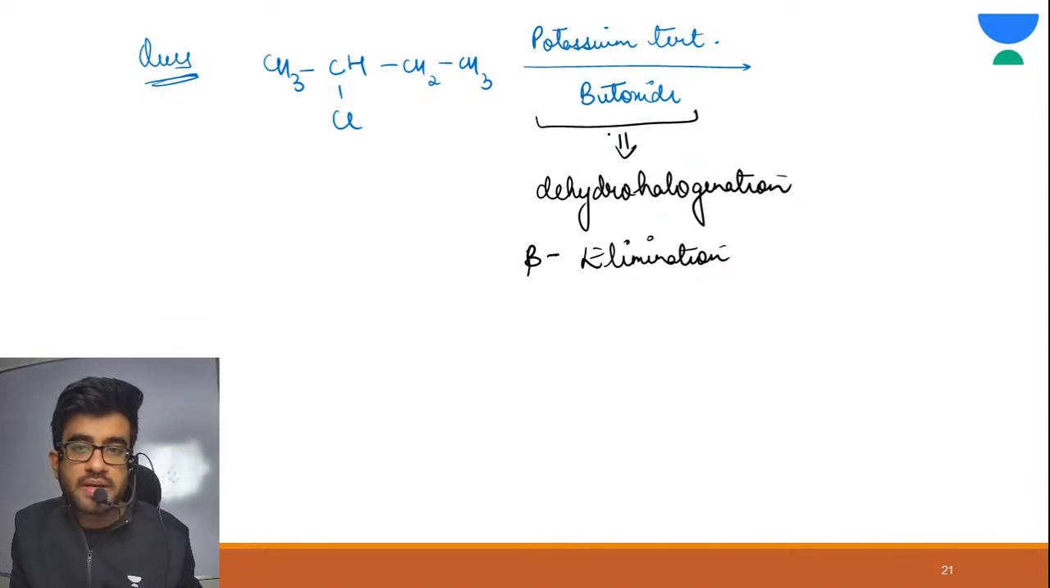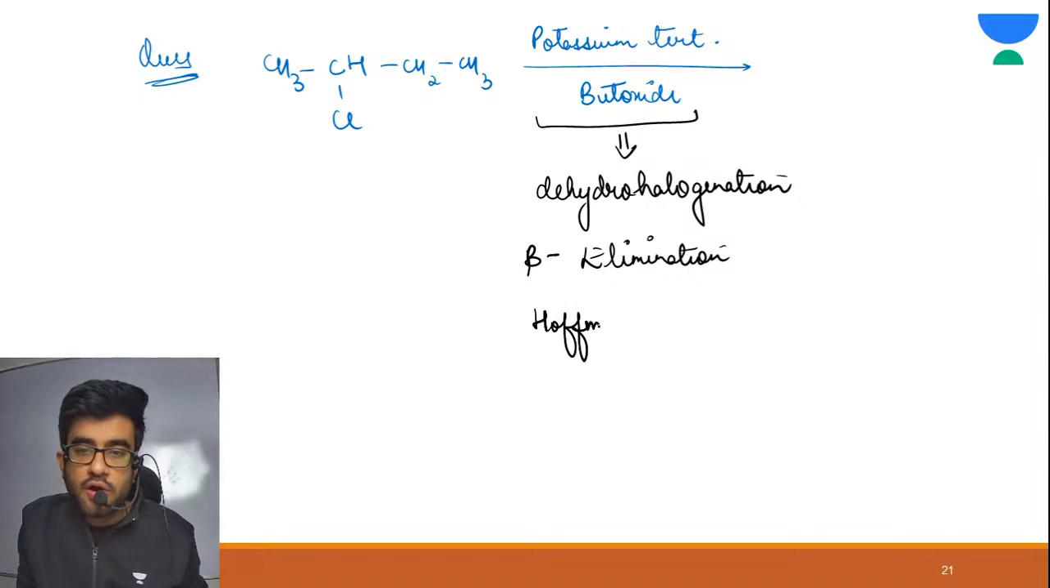Now tell me, in sodium tertiary butoxide, which products were major? Hoffman. Hoffman products were major.